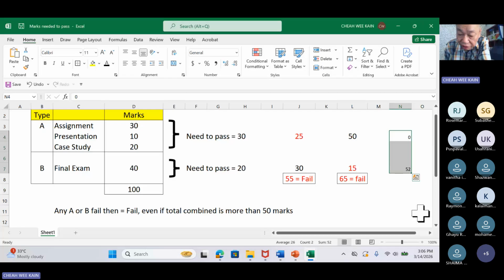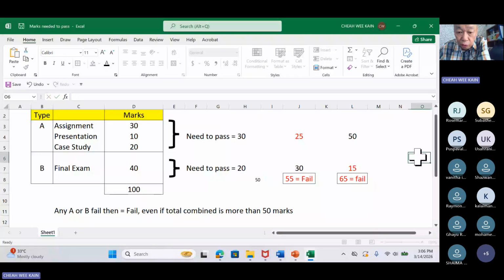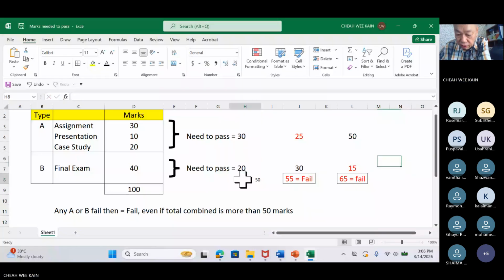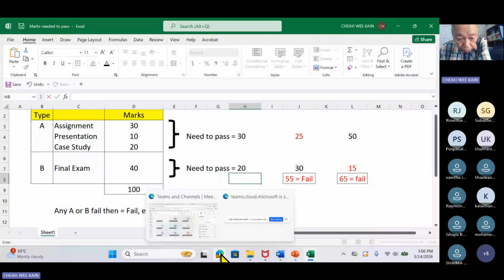So I don't encourage it. I encourage you to study more and make sure you pass. Here, 50 will be okay. You understand? So this is very clear. It's recorded, so you are now well informed.